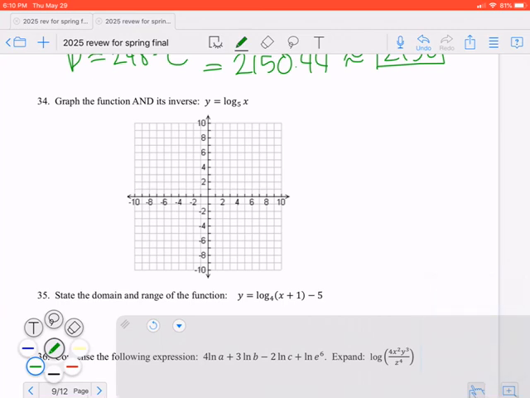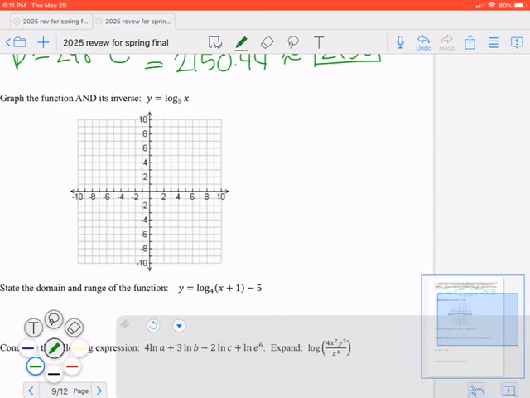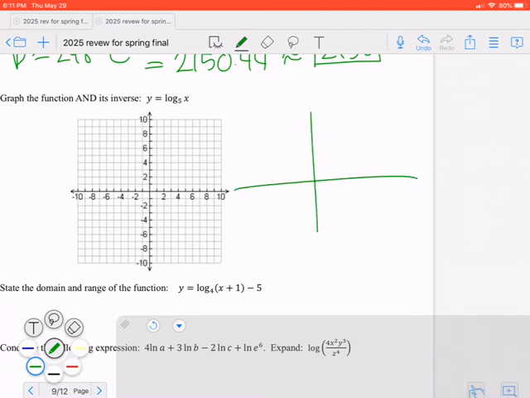Graph the function and its inverse. All right, so let's graph the function first. So logarithms have a vertical asymptote, and then they will make some marks here. They will cross 1 unit over. This is if there's no shifting, left, right, up, or down. And then the left side goes towards the asymptote, and this side curves off like that.